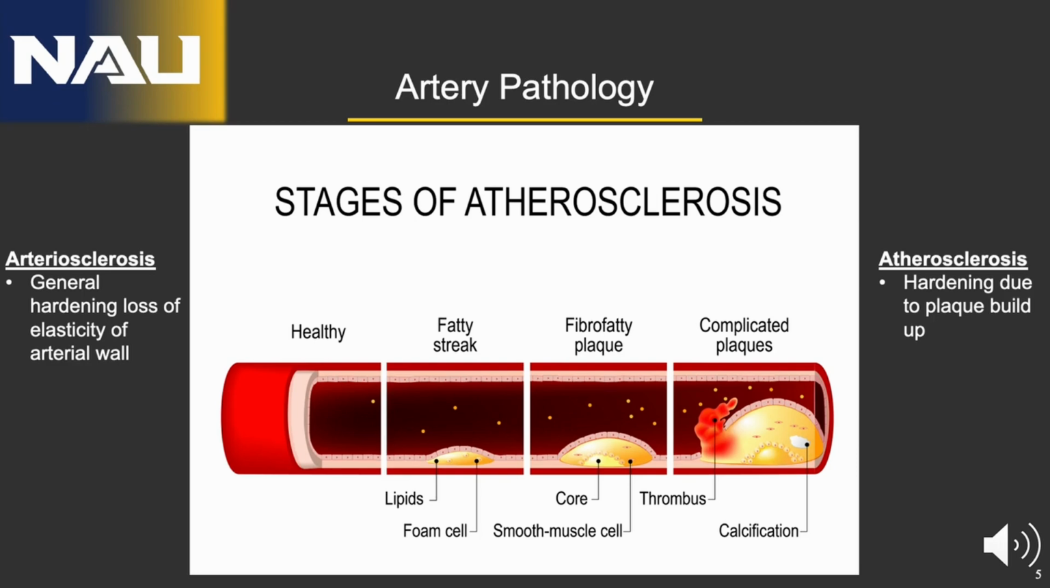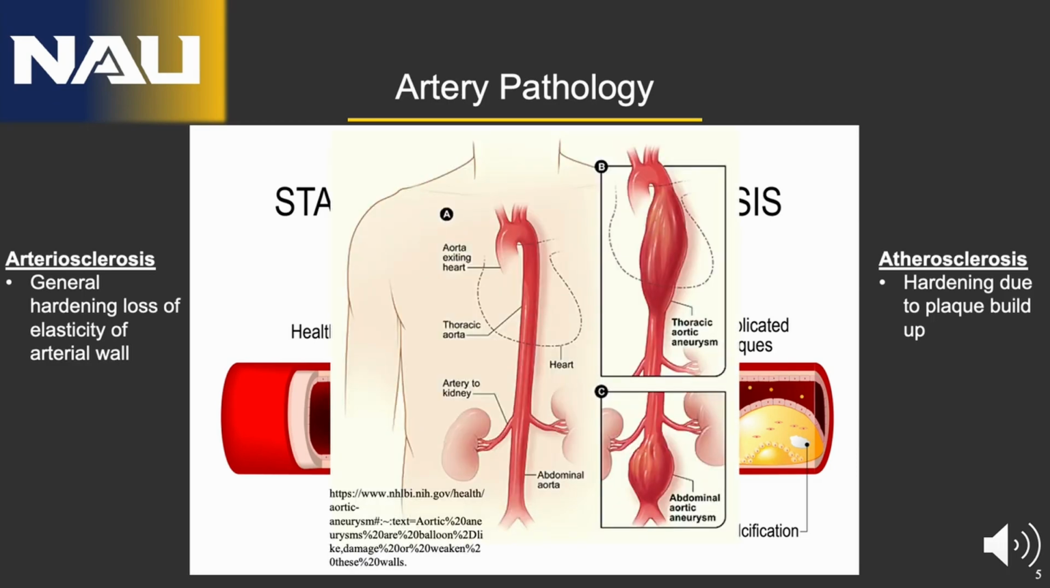Lastly, we'll talk about an aneurysm. An aneurysm is an abnormal bulge in the wall of an artery. This occurs when the arterial wall weakens, often due to conditions like atherosclerosis or hypertension, otherwise known as high blood pressure. Aneurysms can occur in any artery, but are most common in the aorta. If an aneurysm ruptures, it can cause life-threatening internal bleeding.